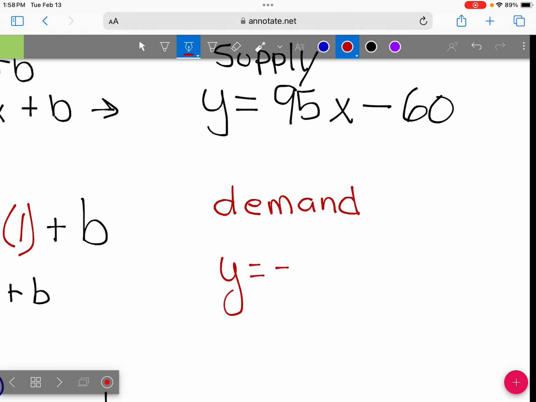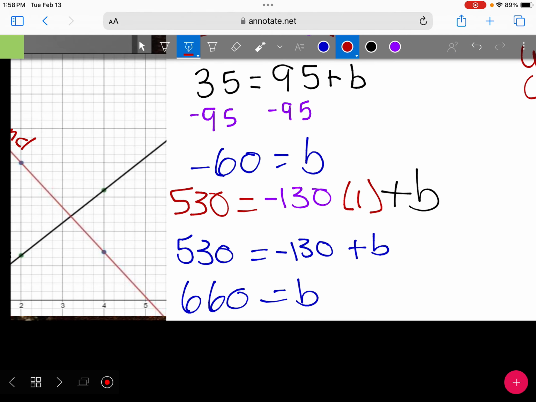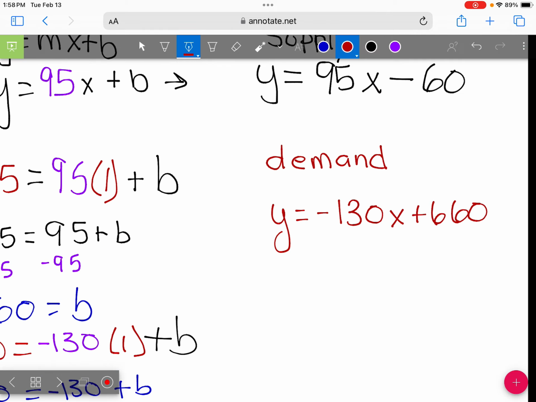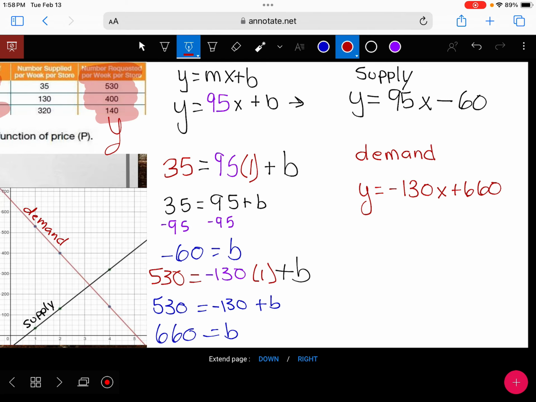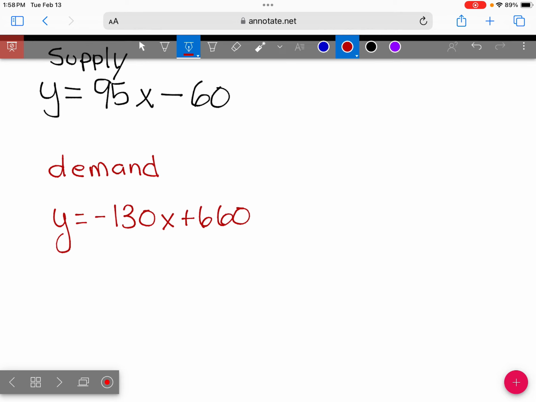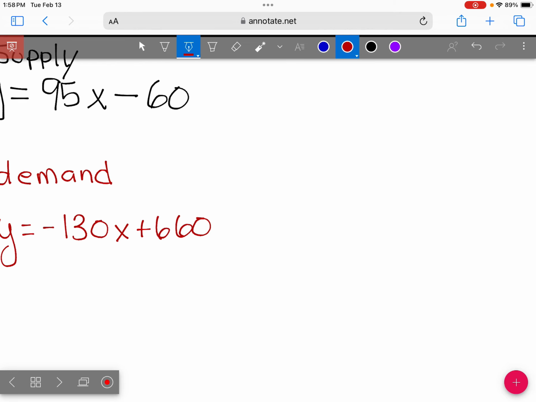What did we get for our y-intercept? Y equals negative 130x plus 660. Yeah, so our y-intercept is 660. Gives us an equation of, oh, that looks like chaos. I'm going to make that less gross looking. So we wind up with a demand equation that looks like this: negative 130x plus 660.